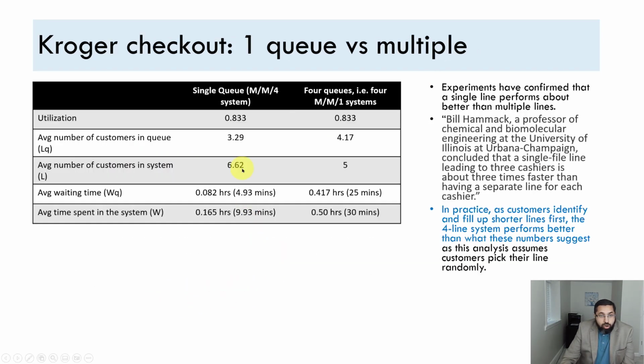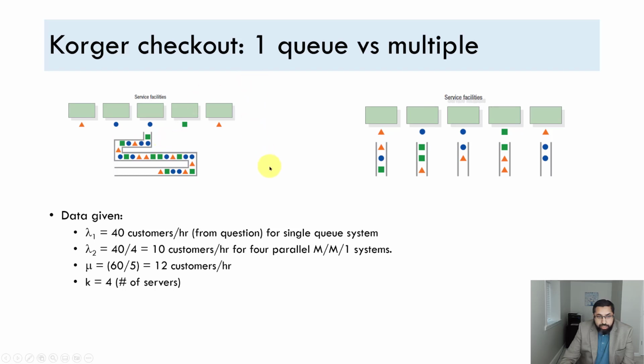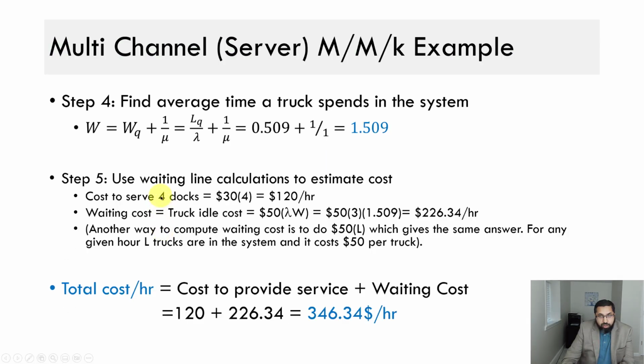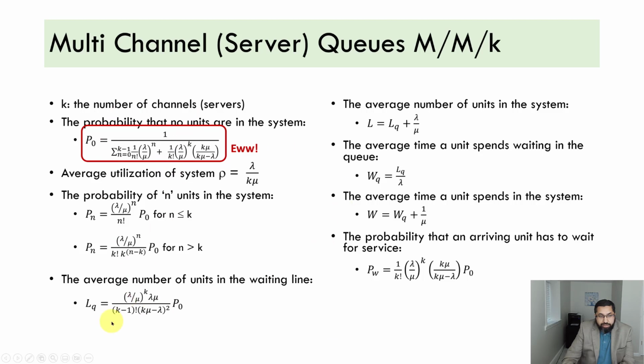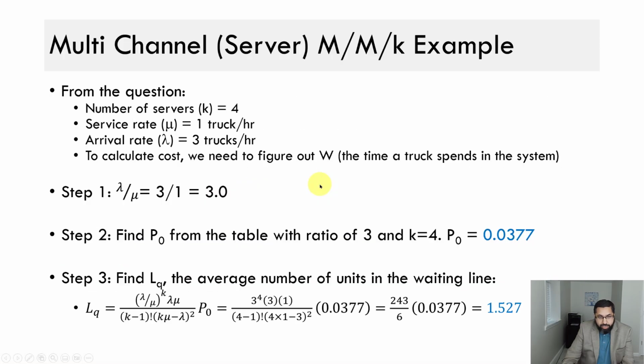So we can do the MM4 calculation. Lambda is 40 customers per hour. That's the first system, the MMK system. And then mu, because we know we spend 5 minutes per customer, how many customers can we serve in 1 hour? That's 60 over 5 equals 12 customers per hour. So mu is 12, lambda is 40, K equals 4. Using MM4 with lambda of 40, mu of 12, and K of 4, we can use all these MMK formulas to find LQ, WQ, and W, and we can find these statistics.